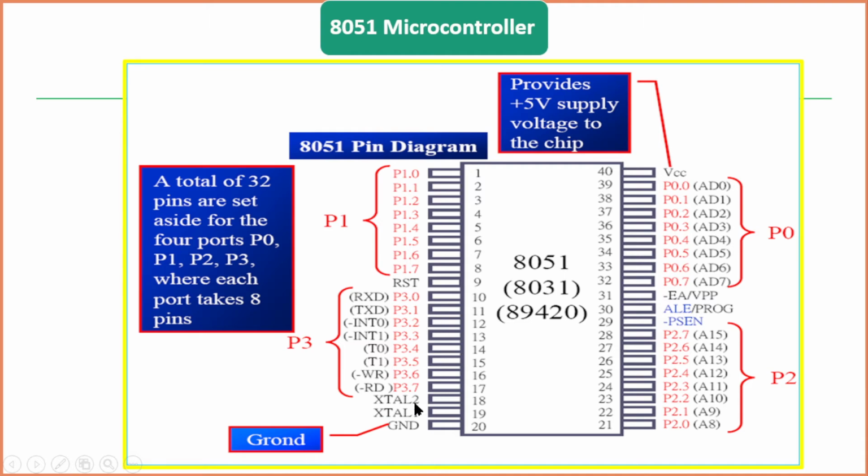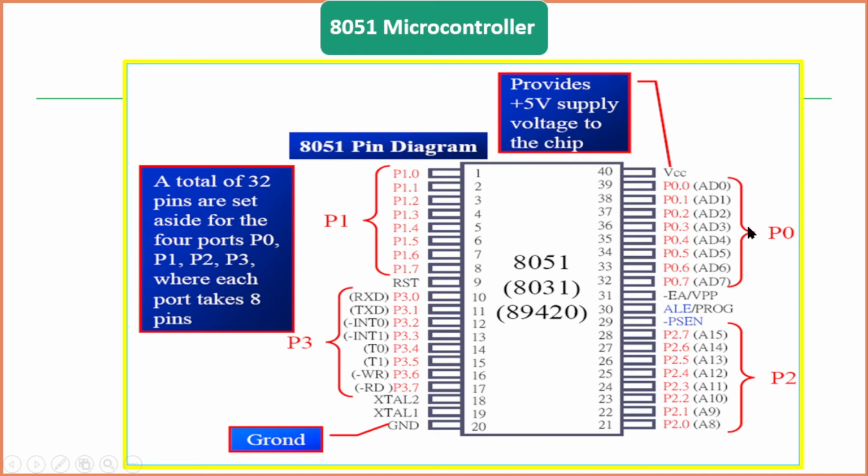Then we have 2 crystal pins, XTAL1, XTAL2. The 8051 will support up to a 20 megahertz crystal. Here the 8051 has an internal clock divider. Suppose we are connecting a 12 megahertz crystal here, it will divide this by 12. The 1 megahertz will be the operating frequency.